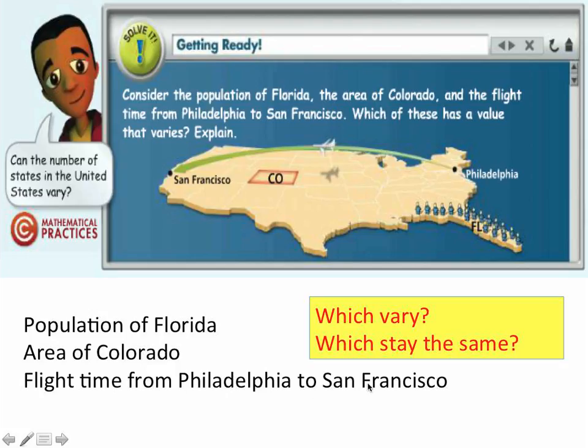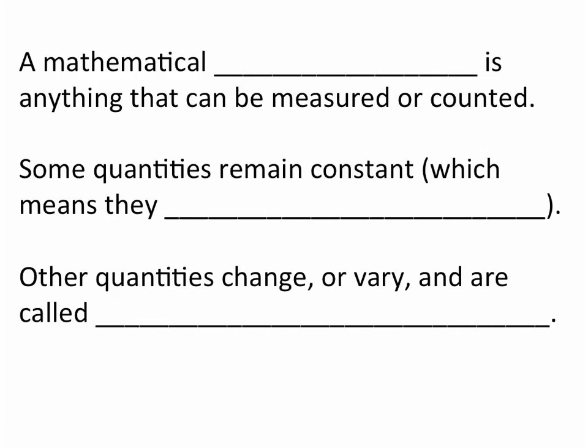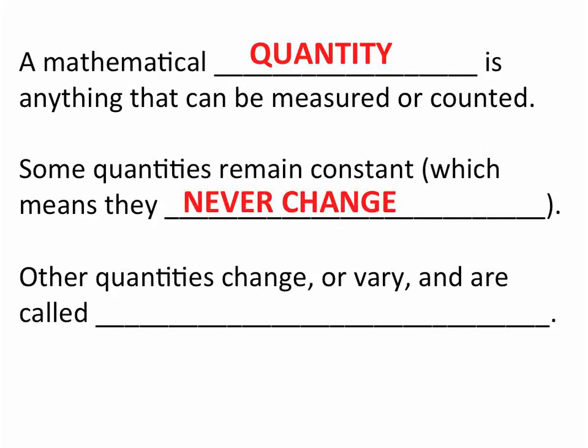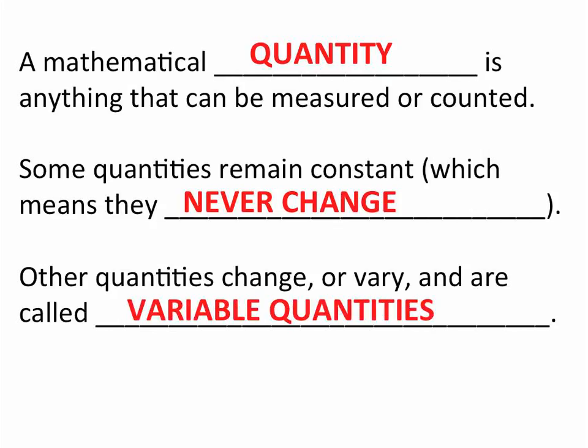All right, so hopefully you made a little note of those. And here we go, moving forward. A little bit of definition and some terms we want to be familiar with. A mathematical quantity is anything that can be measured or counted. Some quantities remain constant, which means that they don't change. They never change. So something that's constant is always the same. Other quantities change or vary, and we call those variable quantities. All right, so things that are changed, we call them variable because they vary or change.